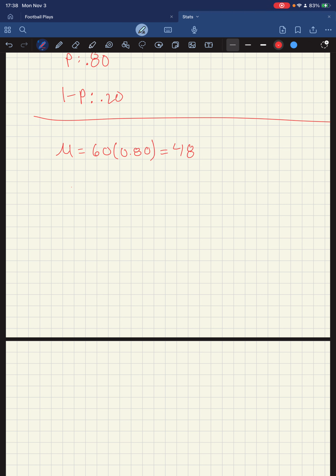So for standard deviation, you're going to take the square root of n times p times 1 minus p. So it looks something like this: 60 times 0.8 times 0.2, and that equals the square root of 9.6. If you take the square root of that, you get 3.10. So on average, she makes 48 shots with an average variation of about 3.1 shots from the mean.